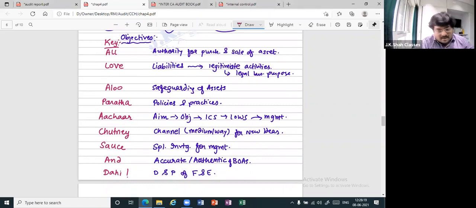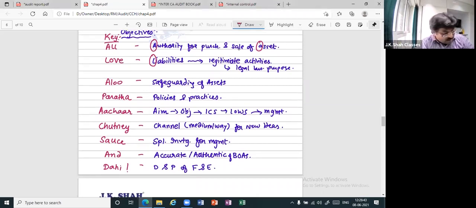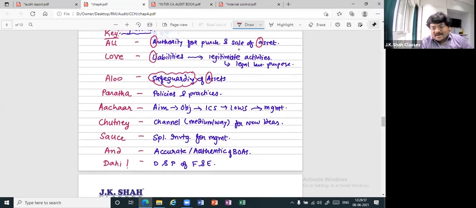All cools? Come on. See, by the way, what stands for what? Let me tell you that also, else you will blame me. All stands for authority for assets. Love stands for liability; this is a matching concept. Everything matches. And for some people, contingent. They are not sure. Now when you talk about aloo, it stands for assets, but that is not the main word. The main word is safeguarding. So aloo paratha is fair enough.